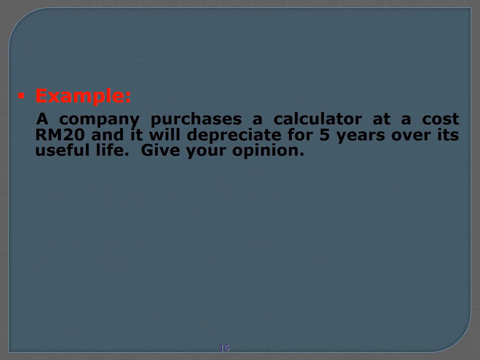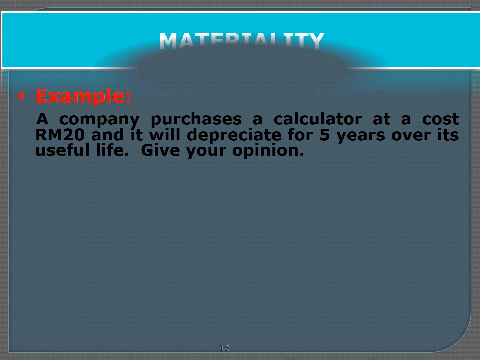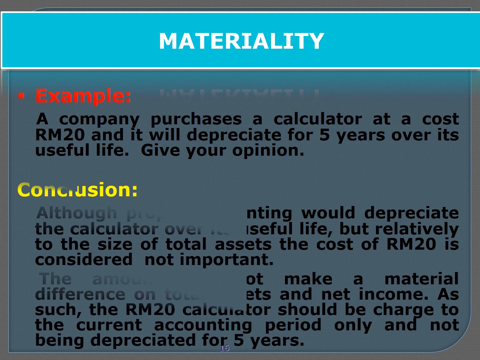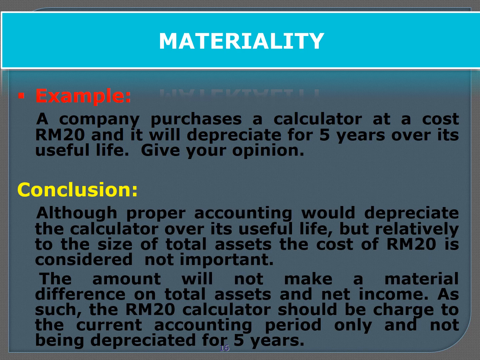Based on the situation in the example, a company purchases a calculator at a cost of RM 20 and it will depreciate for 5 years over its useful life. Give your opinion. Conclusion. Although proper accounting would depreciate the calculator over its useful life, relative to the size of total assets the cost of RM 20 is considered not important. The amount will not make a material difference on total assets and net income. As such, the RM 20 calculator should be charged to the current accounting period only and not be depreciated for 5 years.